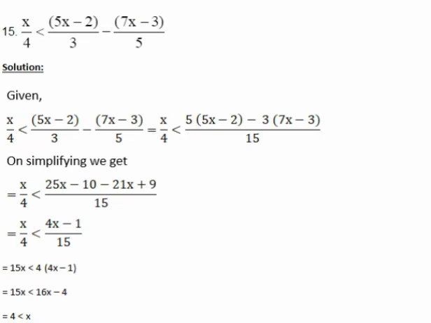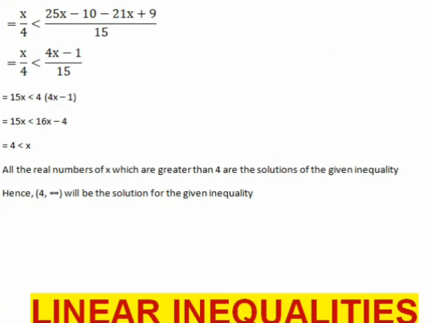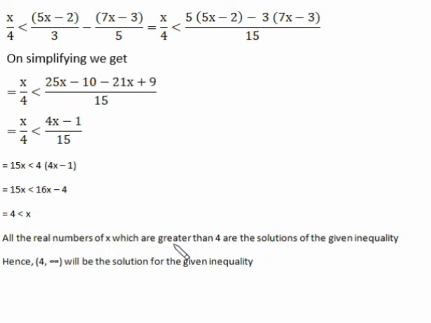Now this is the next question: x upon 4 less than (5x minus 2) divided by 3 minus (7x minus 3) upon 5. First we take the LCM of it. After the LCM we solve it. We get x upon 4 less than (4x minus 1) upon 15. Now cross multiply: 15x less than 4 times (4x minus 1). After solving we get x greater than 4, which means x attains all the values greater than 4. So its solution set is 4 to infinity.